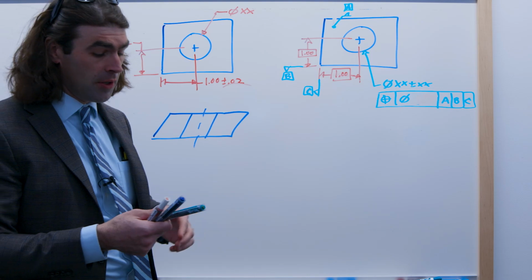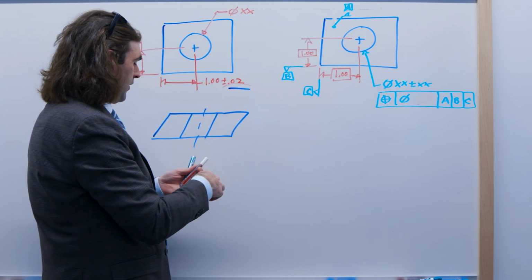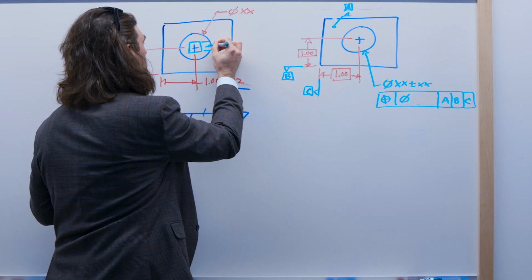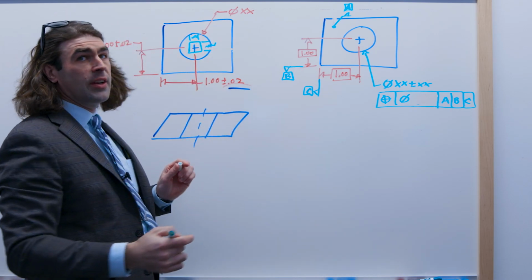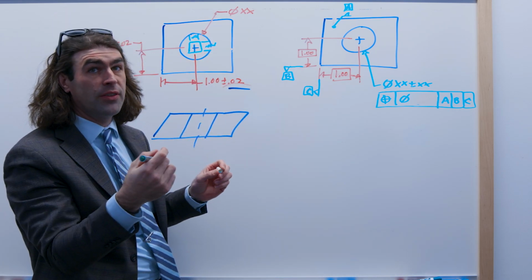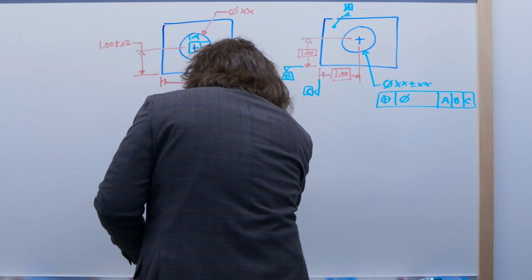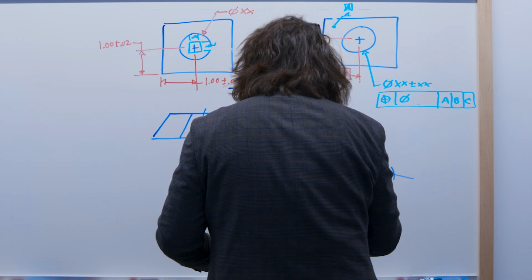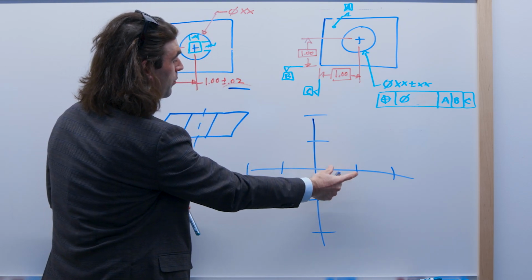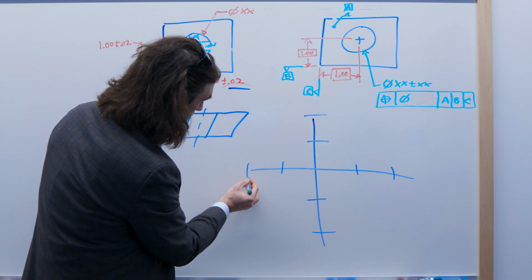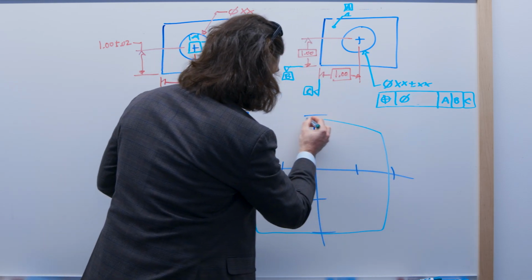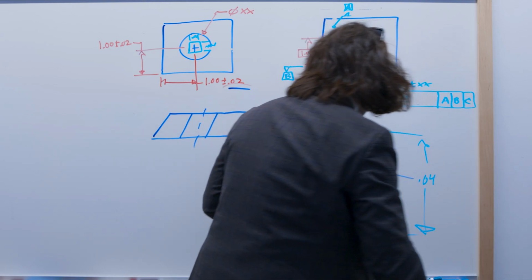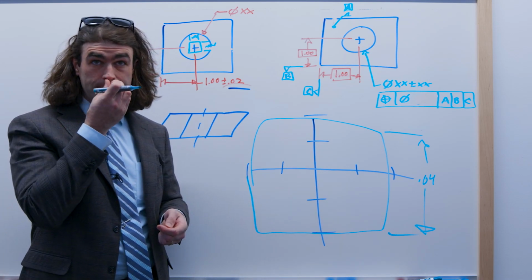Okay, so let's investigate what's going on here. In this situation, what do we have? We essentially have a square that's 40 thousandths on either side, right in the middle of that tolerance zone. So let's draw that real big, where each of these ticks is 10 thousandths. So 10, 20. Essentially we've got this big square, that's 40 thousandths on each side.